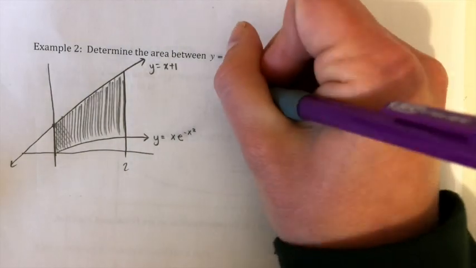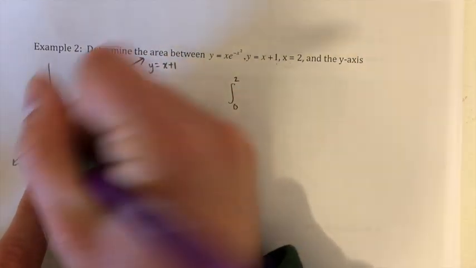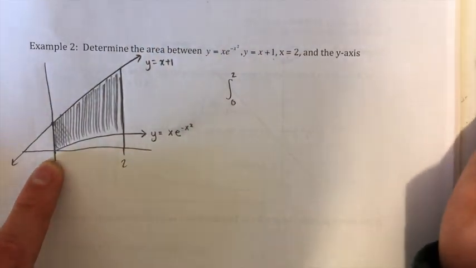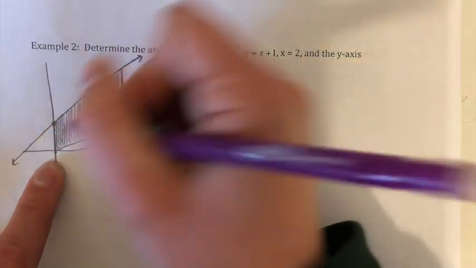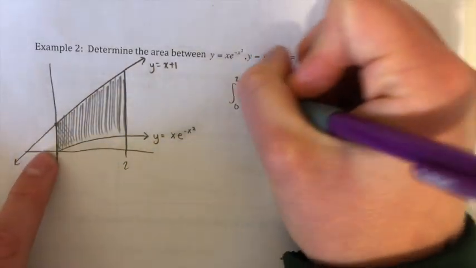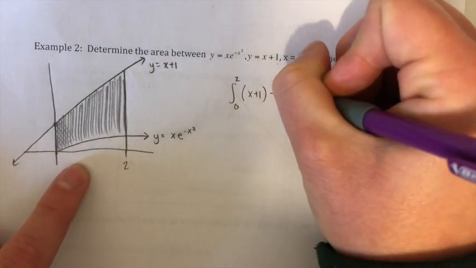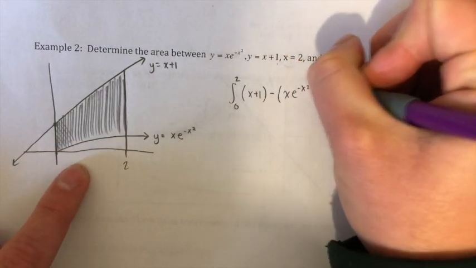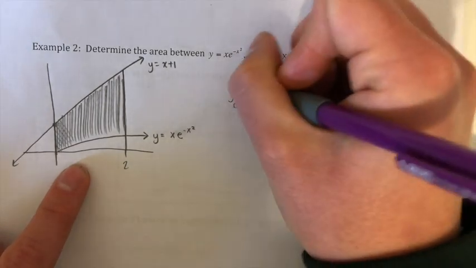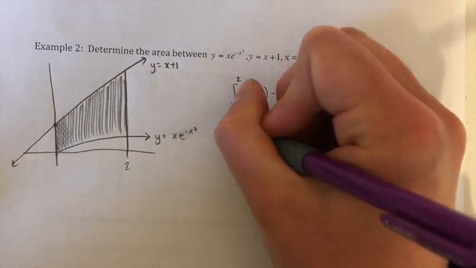Okay, so it's going to be the integral from 0 to 2, because from the y-axis to the line x equals 2, those are our boundaries. As far as our little dx's, we only want the dx's in between those. So then our top function is the x plus 1, and then our bottom function is the x e to the negative x squared, and then all of that gets a little dx.